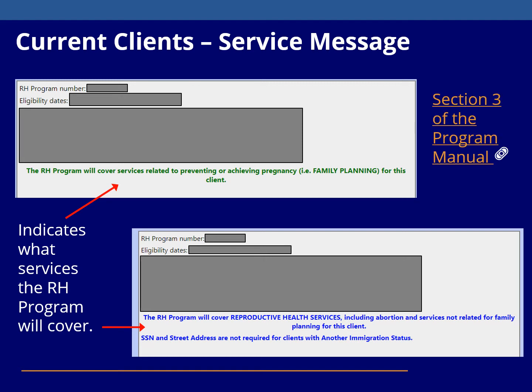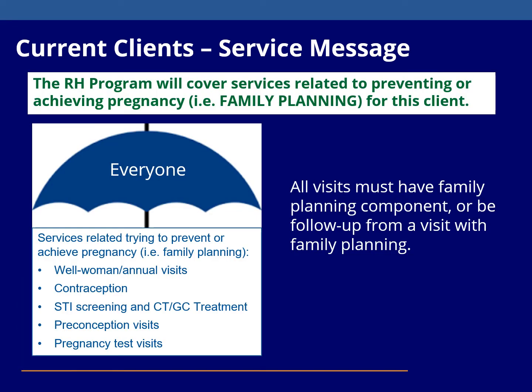I will explain what these messages mean on the next two slides, but you can also find more detailed information in Section 3 of the program manual. If you see the message in green that reads, "The RH program will cover services related to preventing or achieving pregnancy, i.e. family planning for this client," it means we will reimburse for visits that either have a family planning component or are a follow-up from a visit with a family planning component.